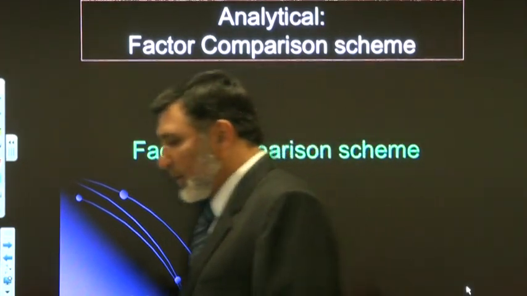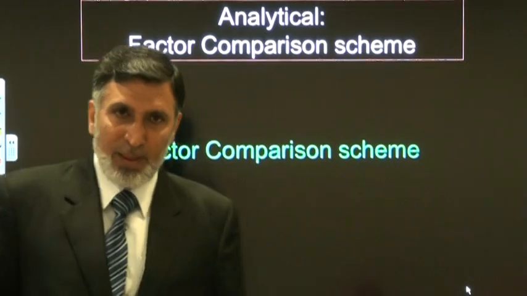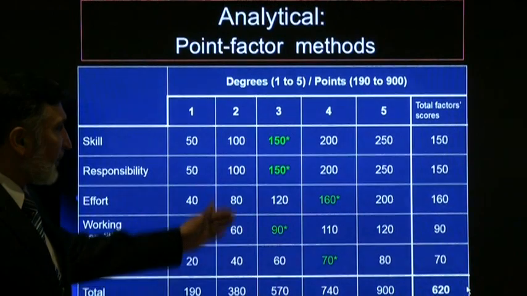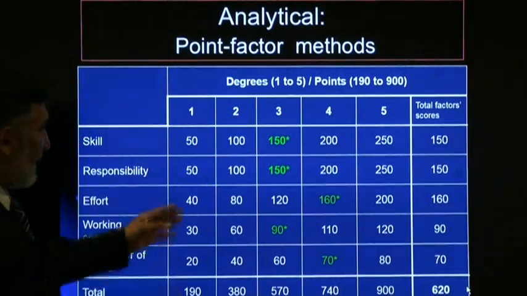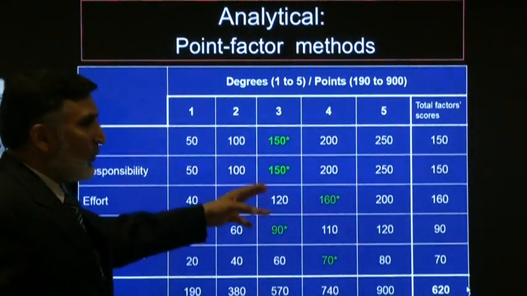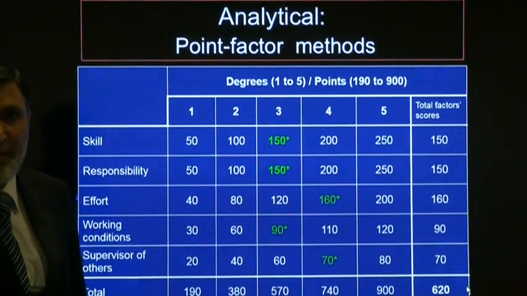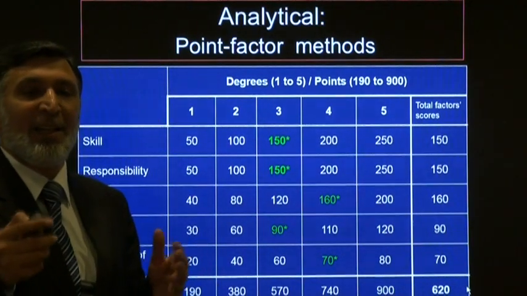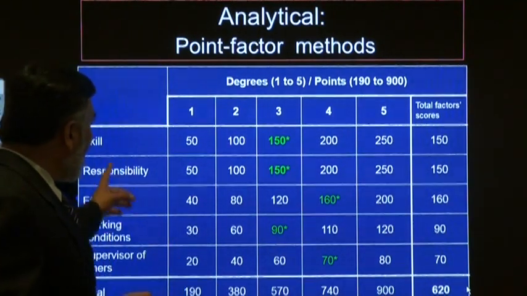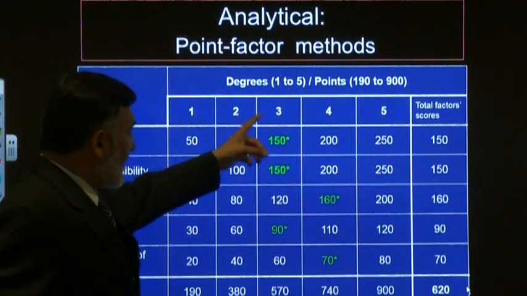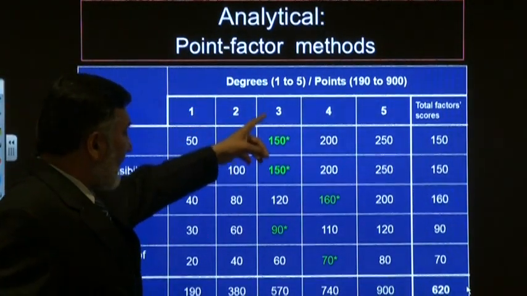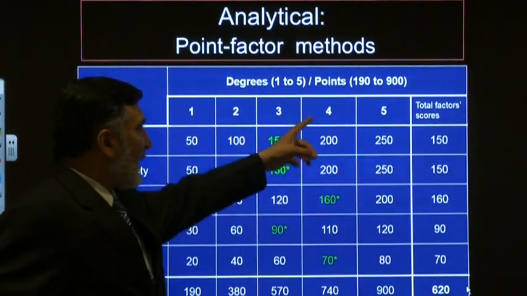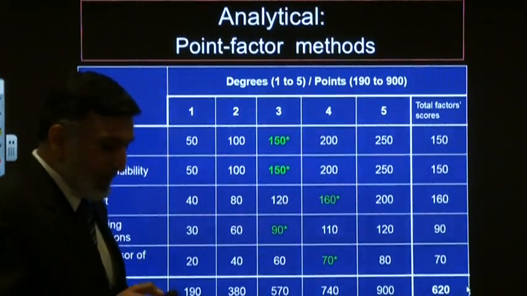Now moving forward to the factor comparison method, which is a little different, but take into account the example of the preceding slide, and here just keep in mind these are the degrees. We are going to allocate monetary value based on the degree against the factors we have assigned. So the manager HR job has been assigned under degree 3 three times, and under degree 4 two times.